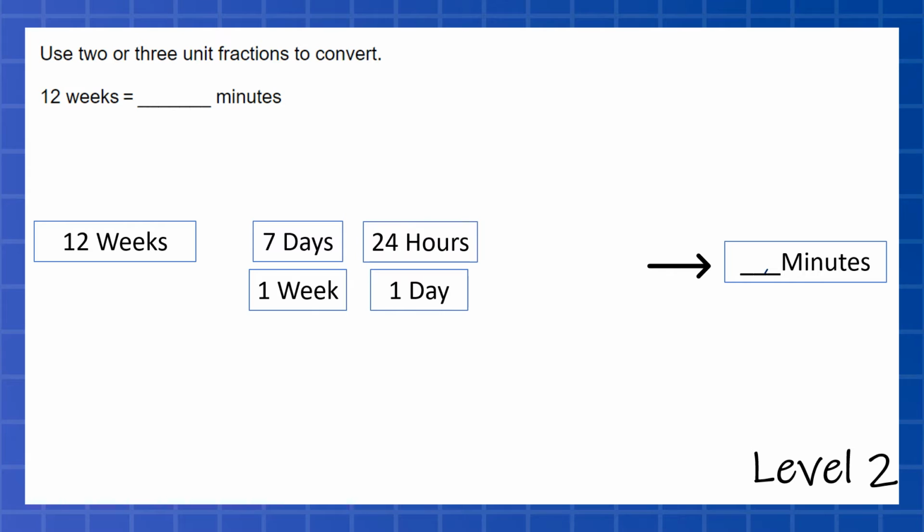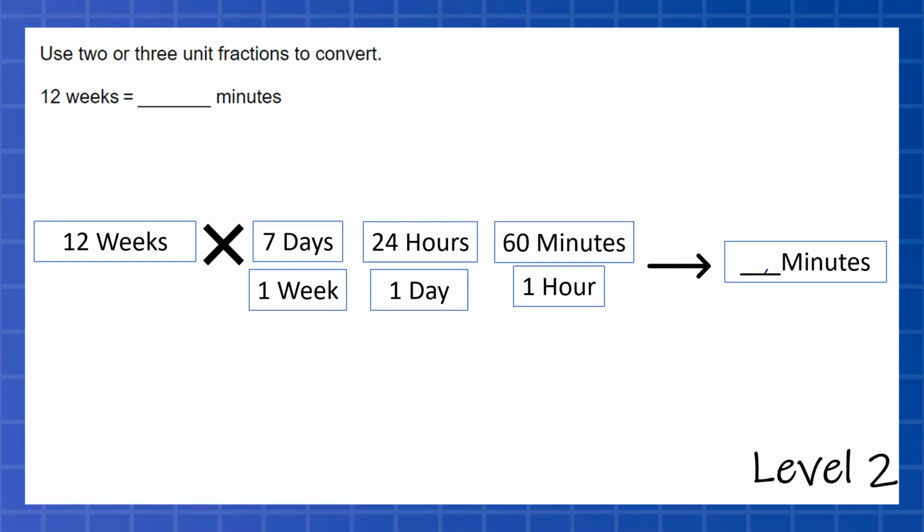So 1 day is 24 hours. And then finally, I can get to minutes because I can cancel out hours with minutes. So I know that 1 hour is 60 minutes. Now at this point, all three of these conversion factors in the middle are equivalent to 1. 7 days is equal to 1 week. They're the same on the top and bottom in value.